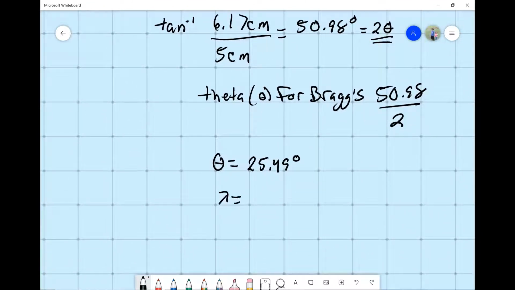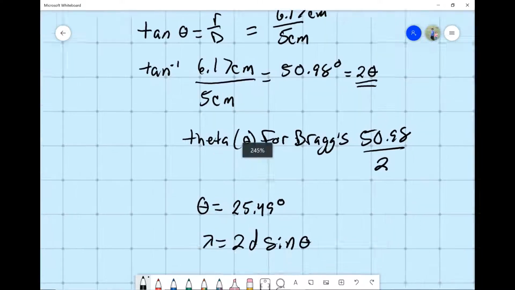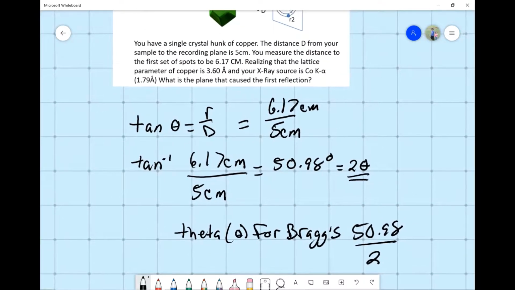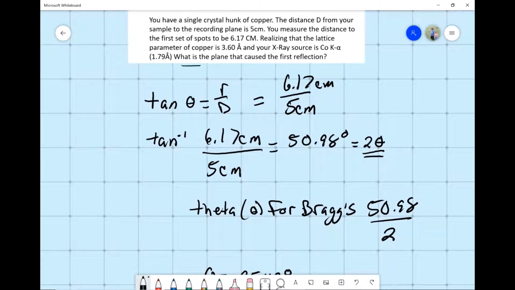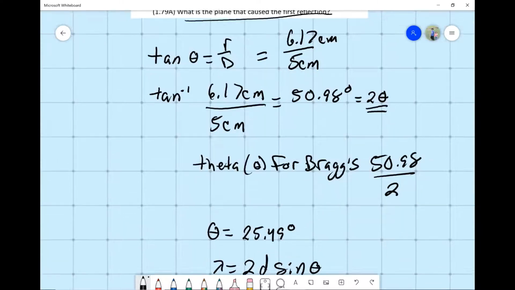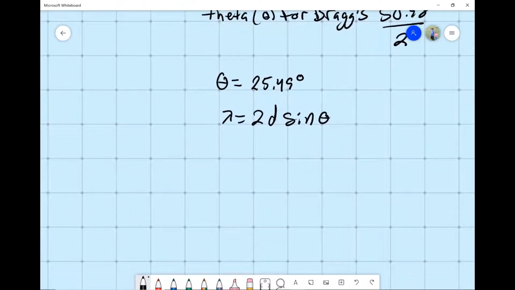And so lambda equals 2d sine theta. We're trying to figure out which plane caused this first reflection. That's what's being asked of us. Which plane caused this first reflection? We know lambda equals 2d sine theta. We were told that we're using cobalt K alpha, and that's 1.79 angstroms, so that's going to be our lambda. And so now we're going to solve for d.